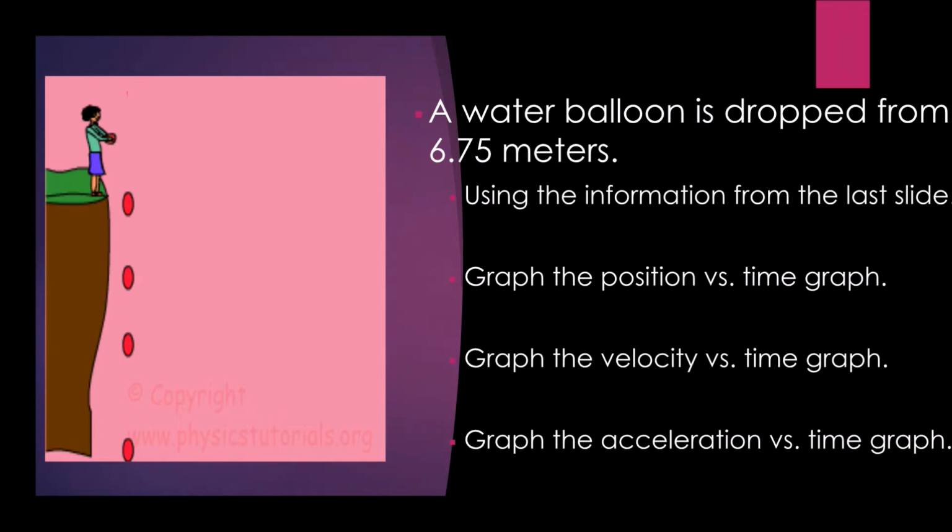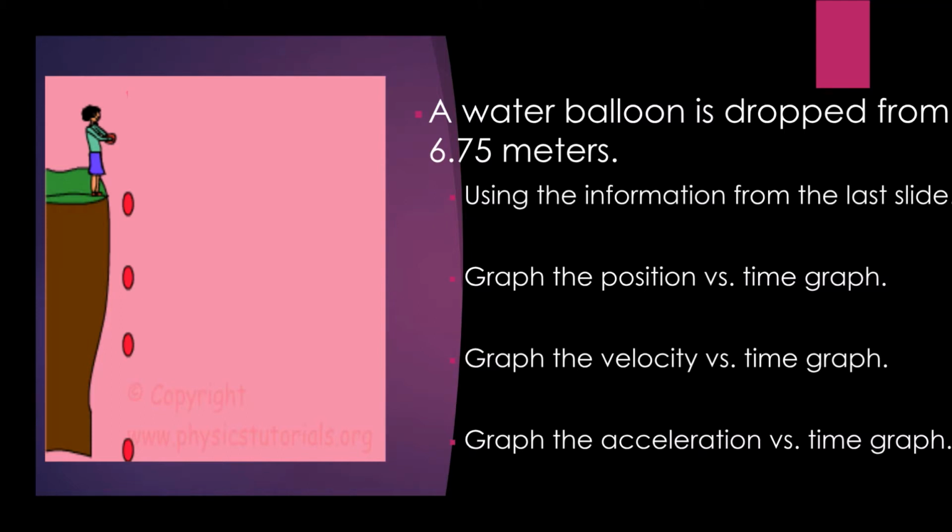The position of the water balloon approaches zero from the very top. We had an initial height of 6.75 meters, and it fell towards the origin at the ground. It accelerated towards the ground, so we would expect that line to get steeper. For the velocity versus time graph, since the acceleration due to gravity doesn't change, we would expect the velocity versus time graph to have a constant slope or be a straight line.